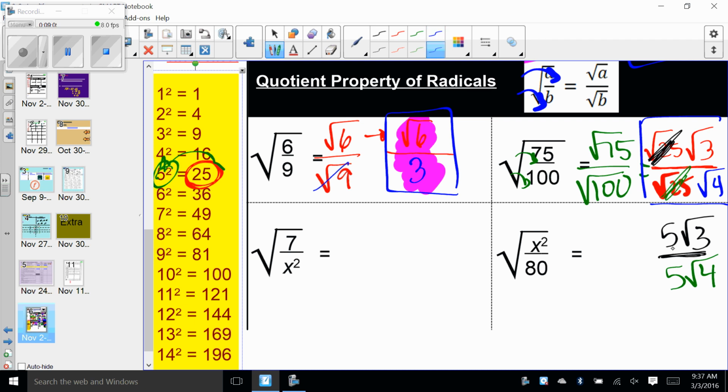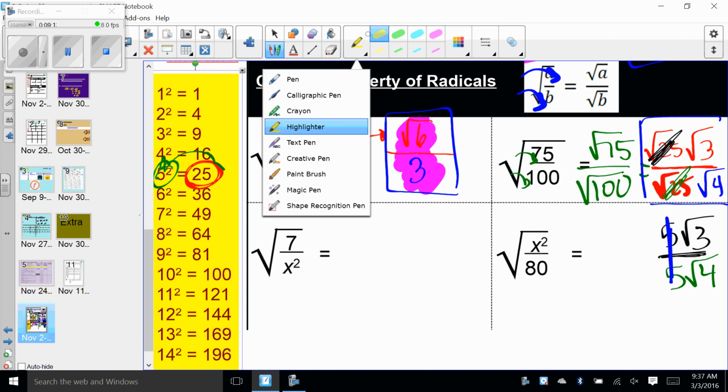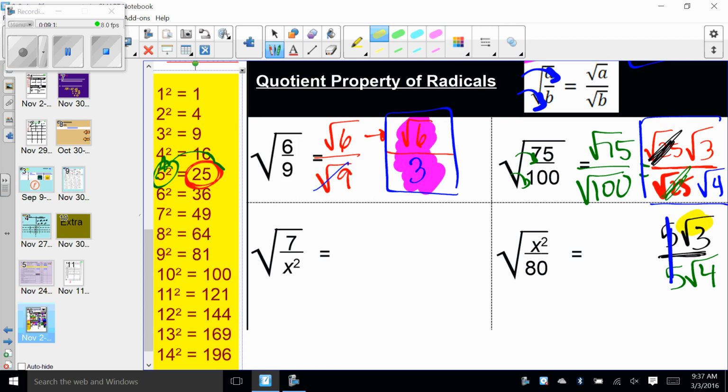So we have 5 divided by 5 is 1. So my final answer in 8th grade, this is a question where as you proceed through math, you would have another way to solve that, which is just the square root of 3 over the square root of 4.